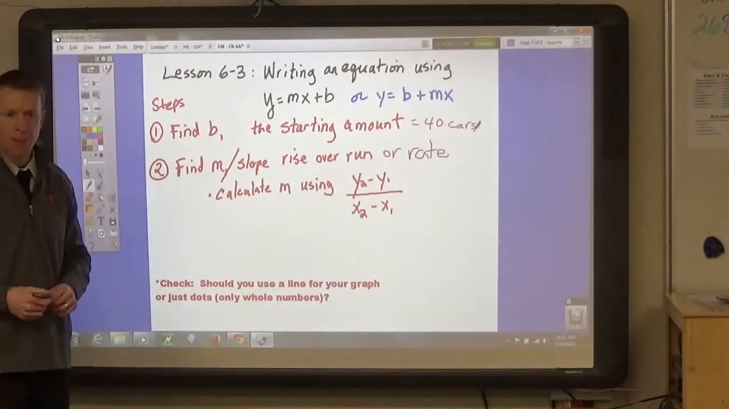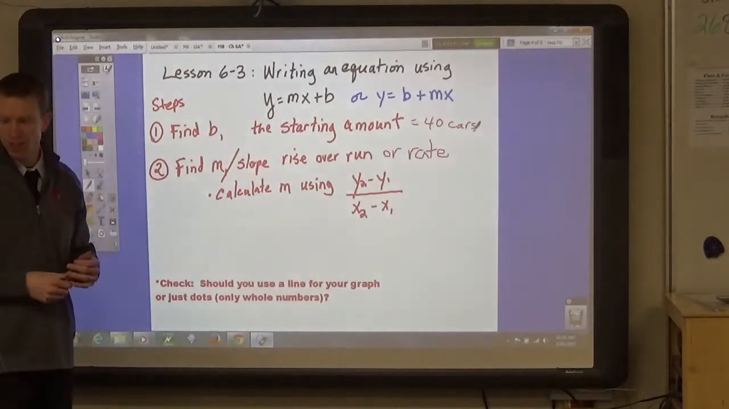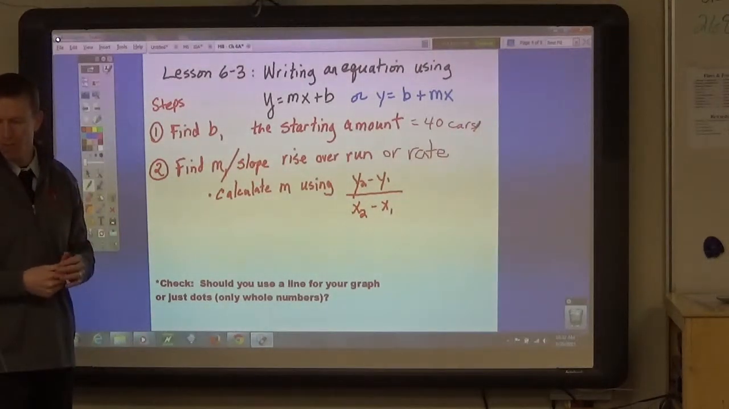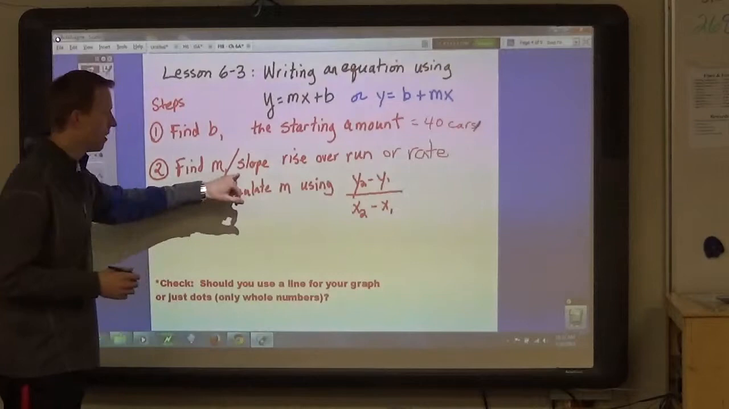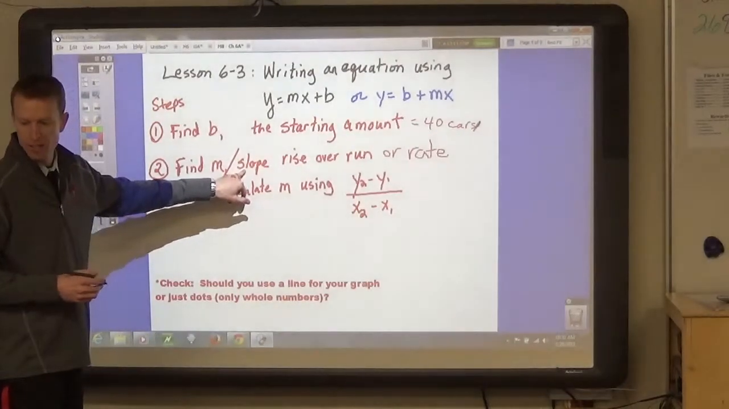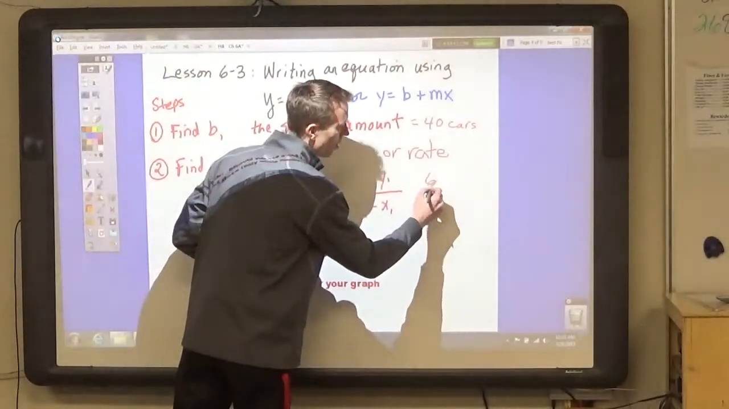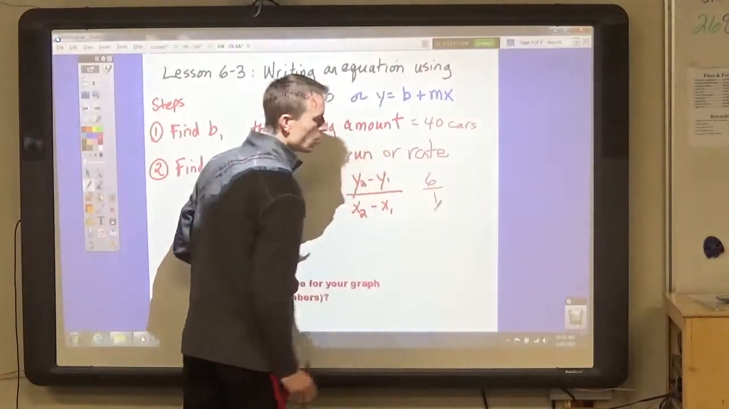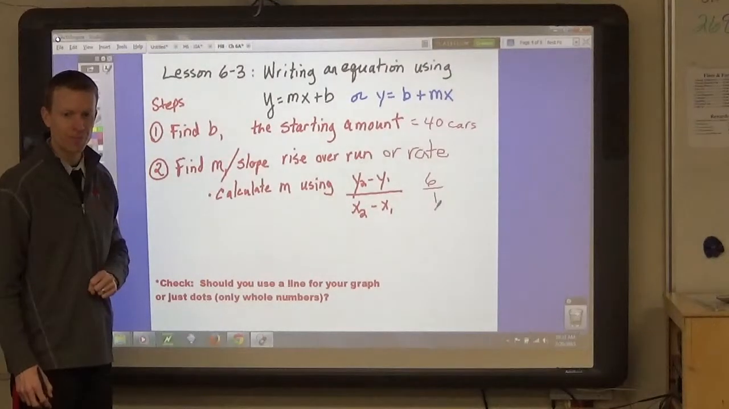And then it says that they bring in more for each number of car carriers. How many does a car carrier bring in? 6. So this is the slope, the rate. All right? 6 per carrier, 6 over 1. Would that be m? And that would be m. Yep.